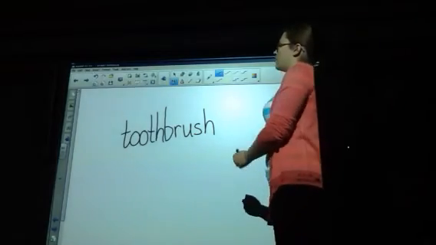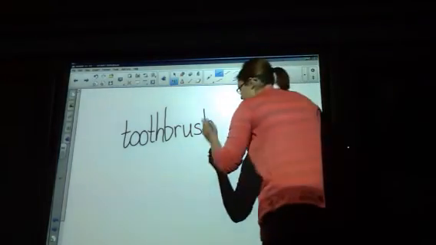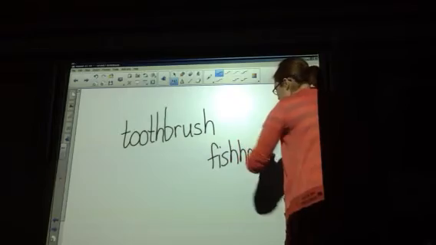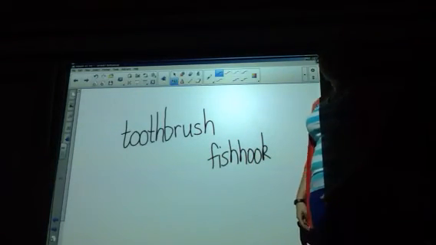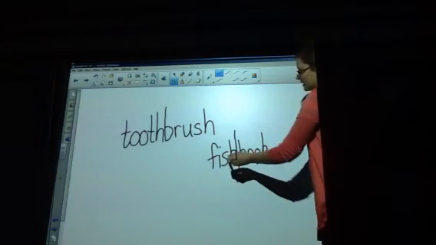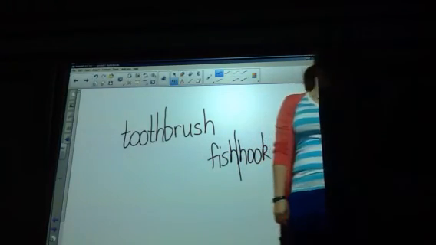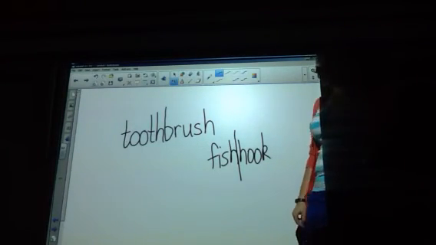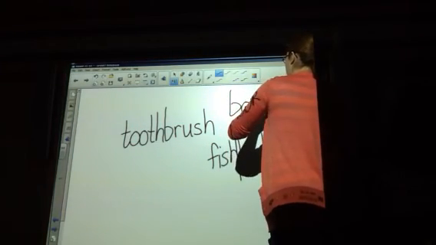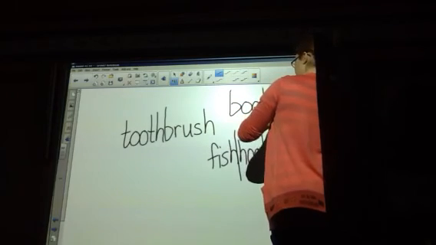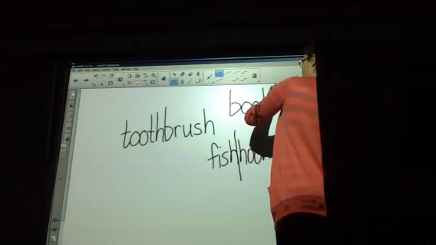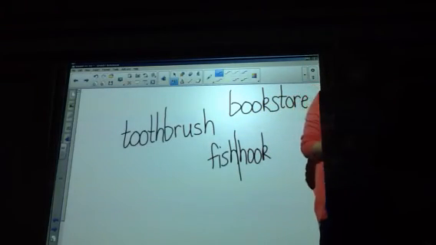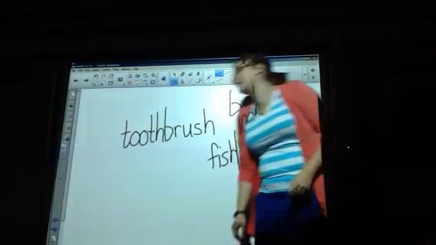Let's try spelling another word. Can we spell fish hook? F-I-S-H-H-O-O-K. You mean there's two H's in that? Yes, there is, because it's a compound word. So that word needs an H and this word needs an H. Very good. Let's try one more. Can we spell bookstore? B-O-O-K-S-T-O-R-E. Very good.